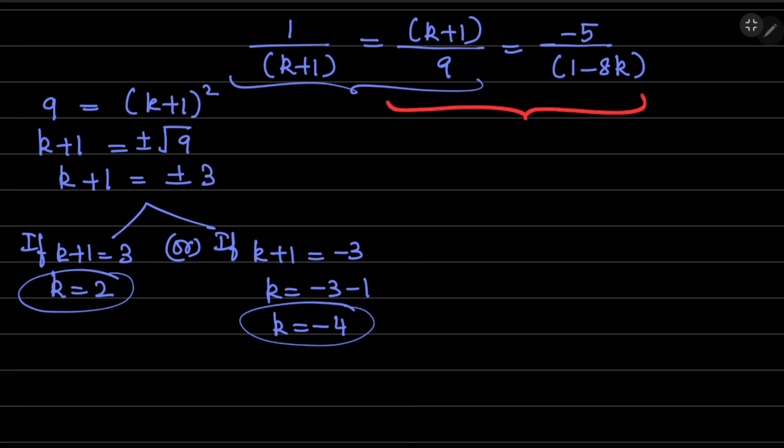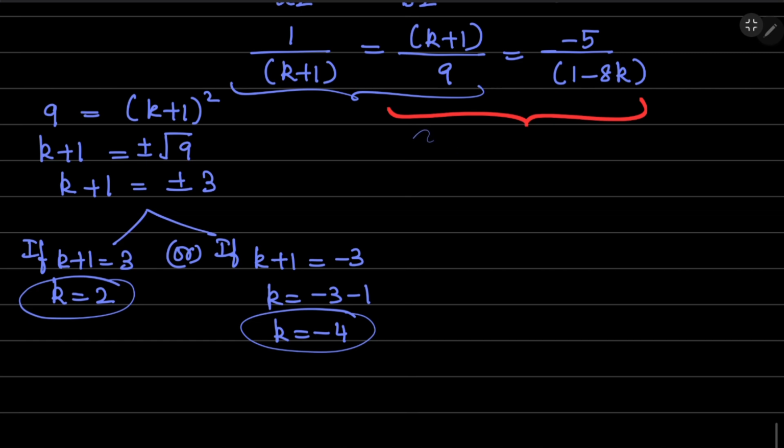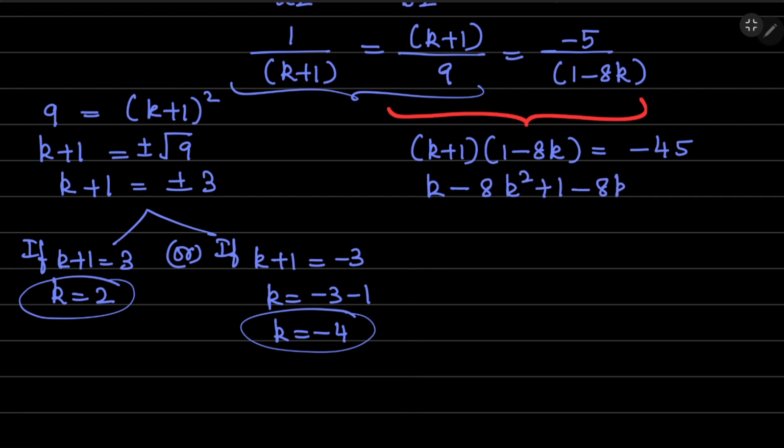Now let us take the second and the third one. So cross multiply, again. What do you get? K plus 1 multiplied by 1 minus 8k is equal to 9 multiplied by minus 5, minus 45. So what do you get? K minus 8k square plus 1 minus 8k equal to minus 45. Right? So combine these two. So what do you get? Minus 8k square minus 7k plus 1 equal to minus 45.